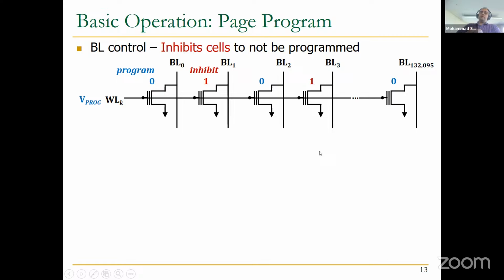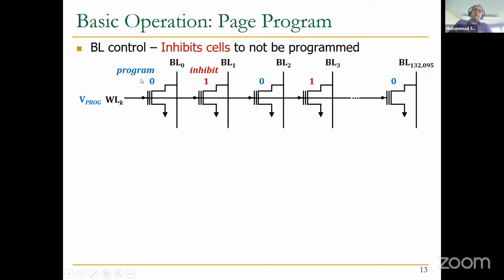So you know that for those cells that you want to write 1, you don't really need to do anything because all cells have been erased already. So if you don't program them, you will read 1, right? Because we encode erase state as 1 and program state as 0. So for those cells that you are aiming to write 1, you don't really need to program. But for those cells that you want to write 0, you need to program.